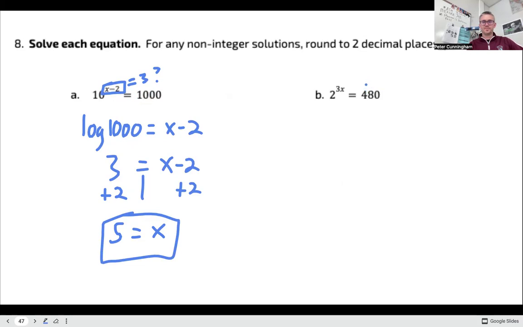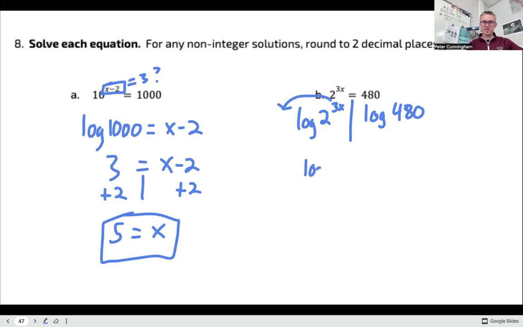Now we have one where we essentially have to log both sides. There's not really some logic to get us there, unless you have 2 to the power of stuff memorized. I know I don't. So let's log both sides. Log 480, and then log 2 to the power of 3x. The beauty of logging and having an exponent is that it's going to help just bring this down.